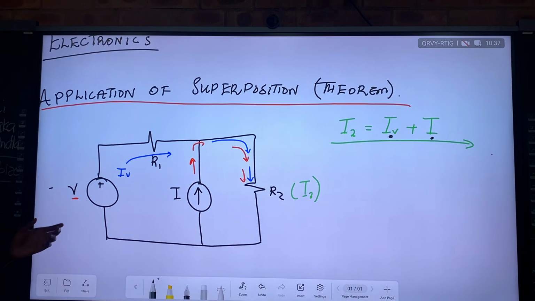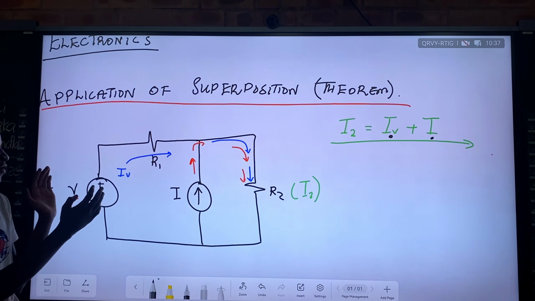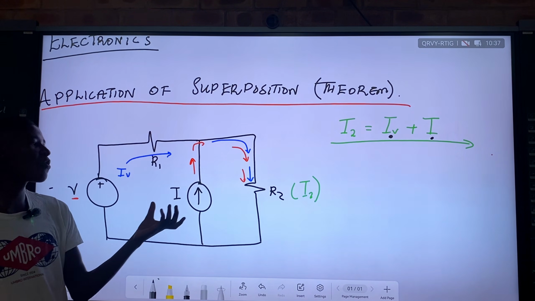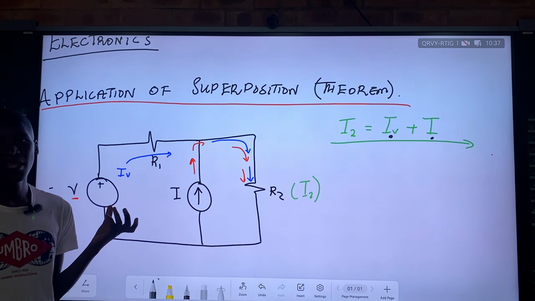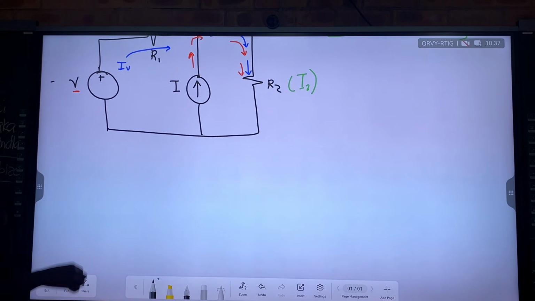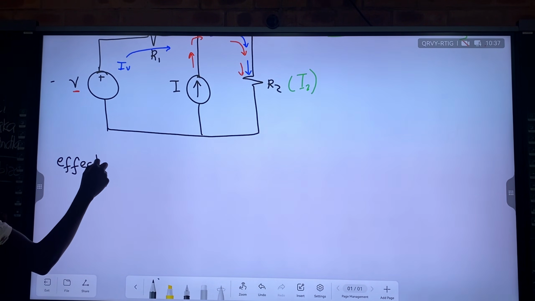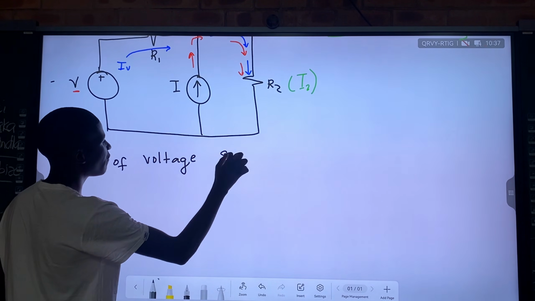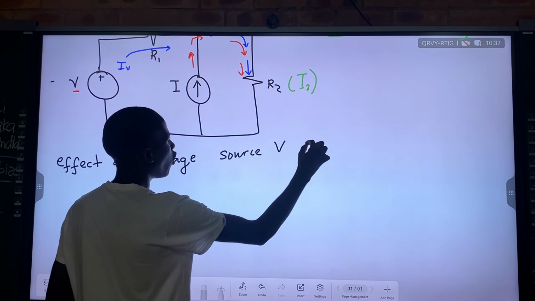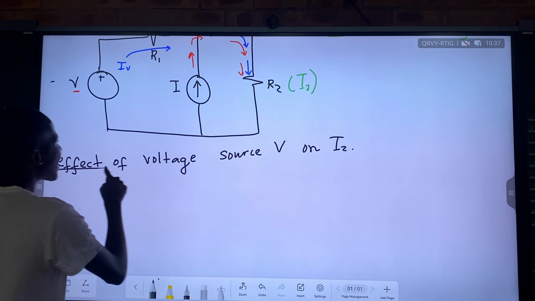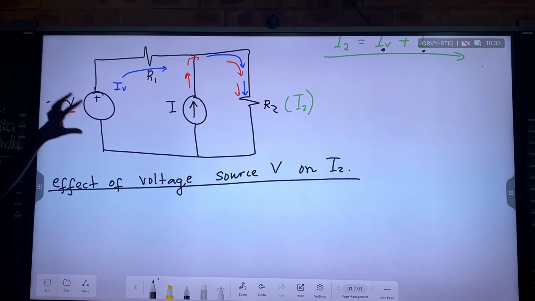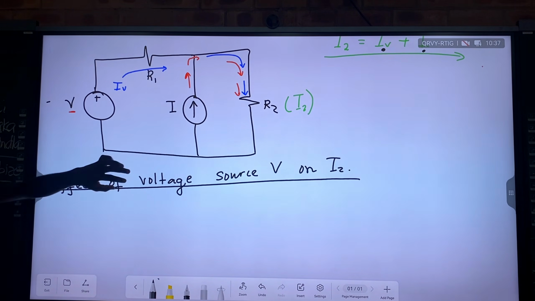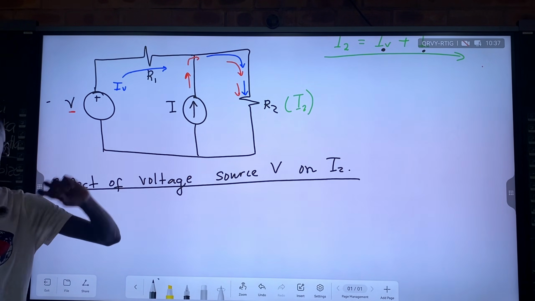So to see the effect of the current coming from the voltage source on resistor R2, we have to remove the current source I. So we want to see what the effect is. When you want to see the effect of the voltage source V on the current I2, we want to see the current produced by the voltage source alone, ignoring the current source. So what we are actually going to do is remove the current source.